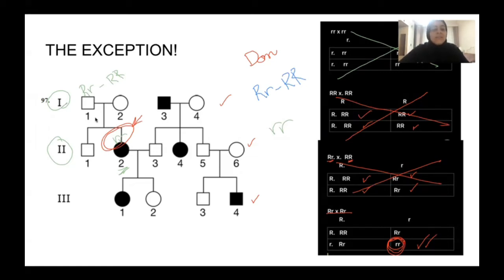Okay, so here the final answer will be I1 will be R capital R small, and I2 will be R capital R small, and double I2 is going to be R small R small. Okay, and this trait is a recessive trait.